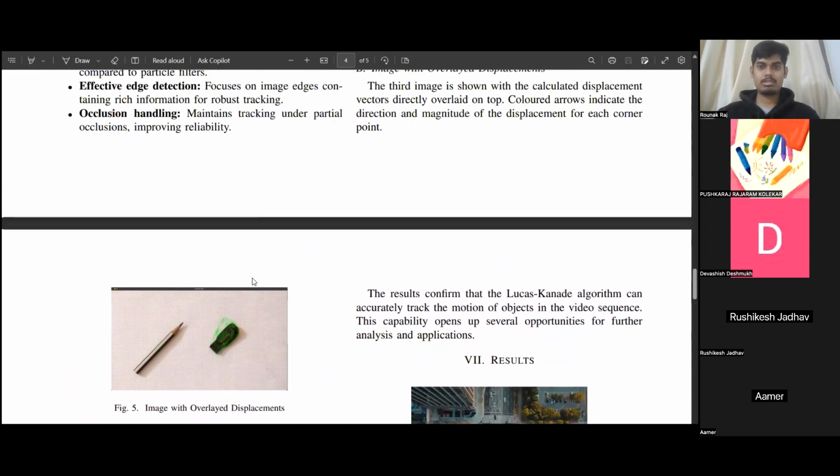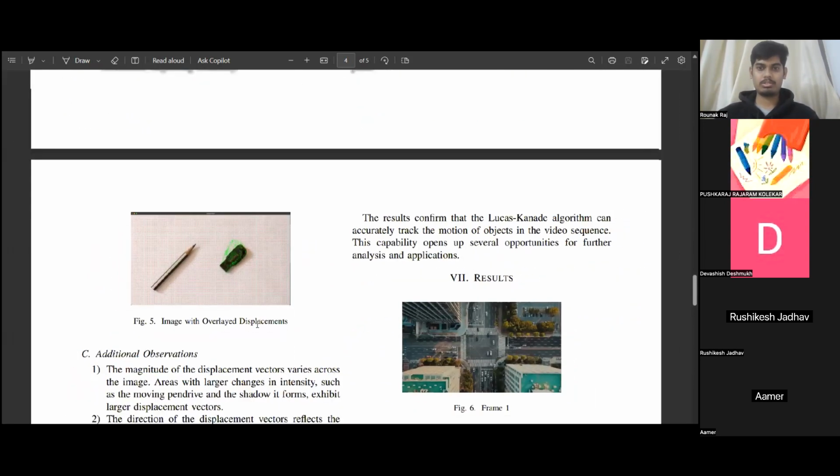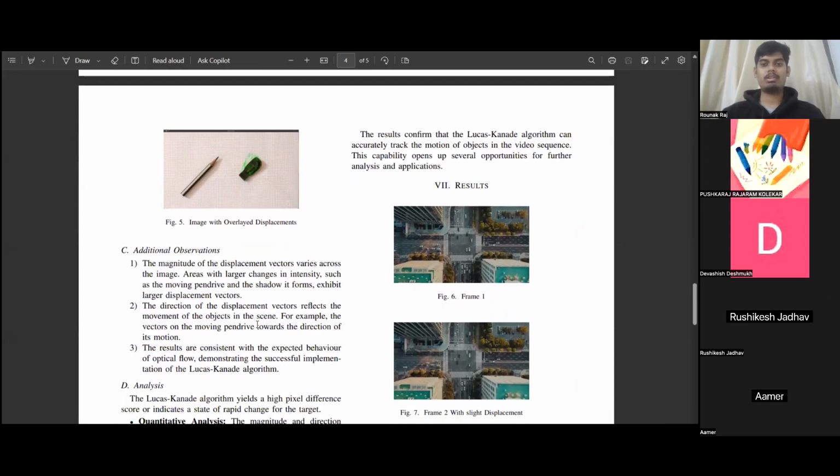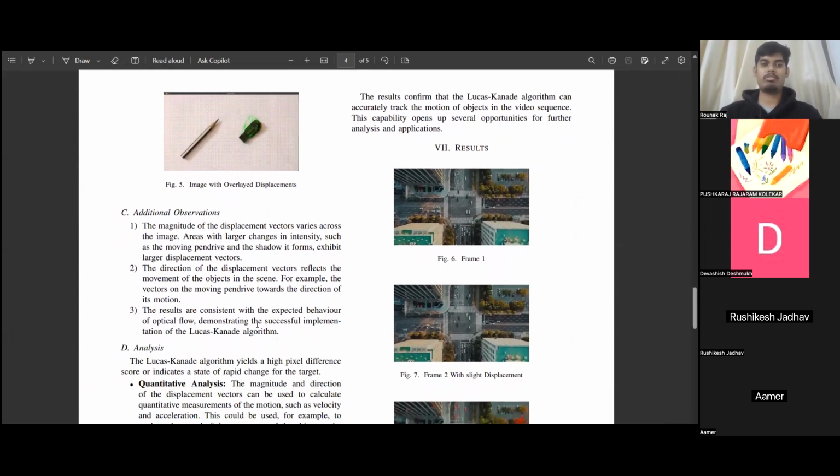So the next part is the additional observations. There were basically three observations that we have observed. The first was that the magnitude of the displacement vector varies across the image, and areas with larger changes in the intensity, such as moving objects, exhibit larger displacement vectors.